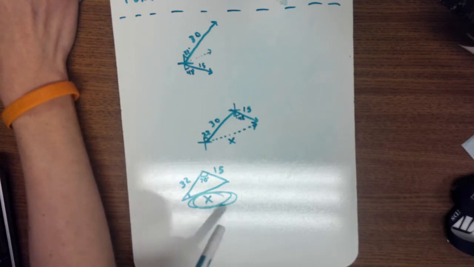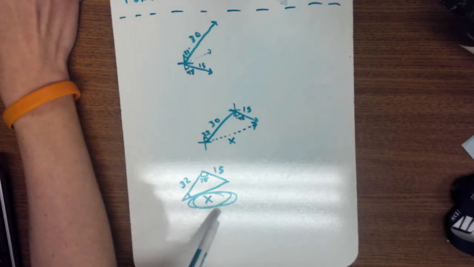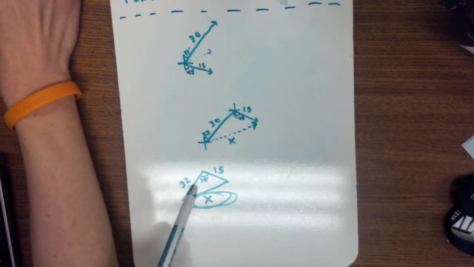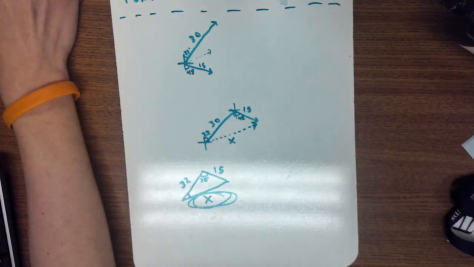So you need to find x, think law of cosines, and then we need to find the angle to use for the actual bearing.